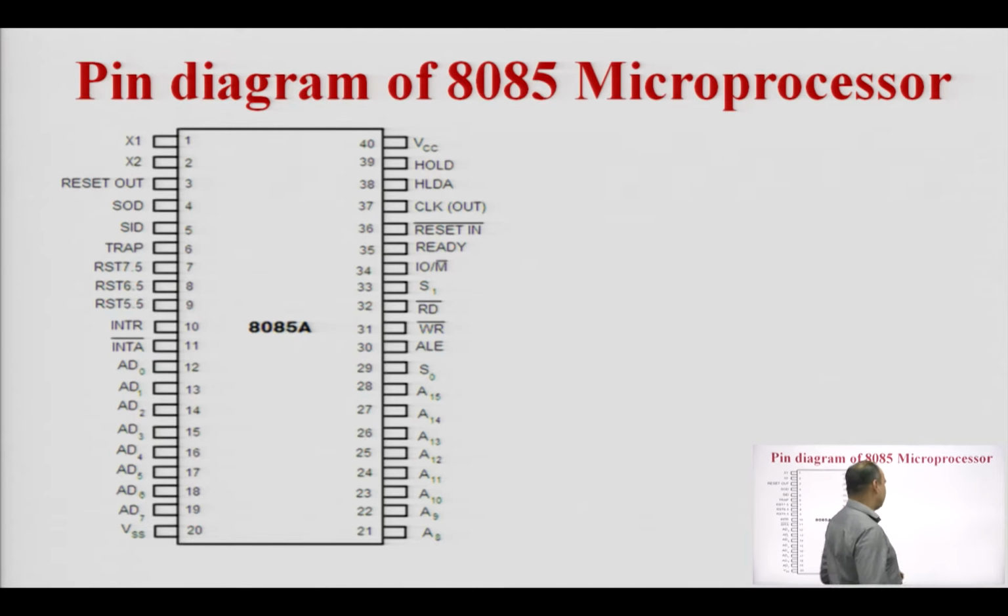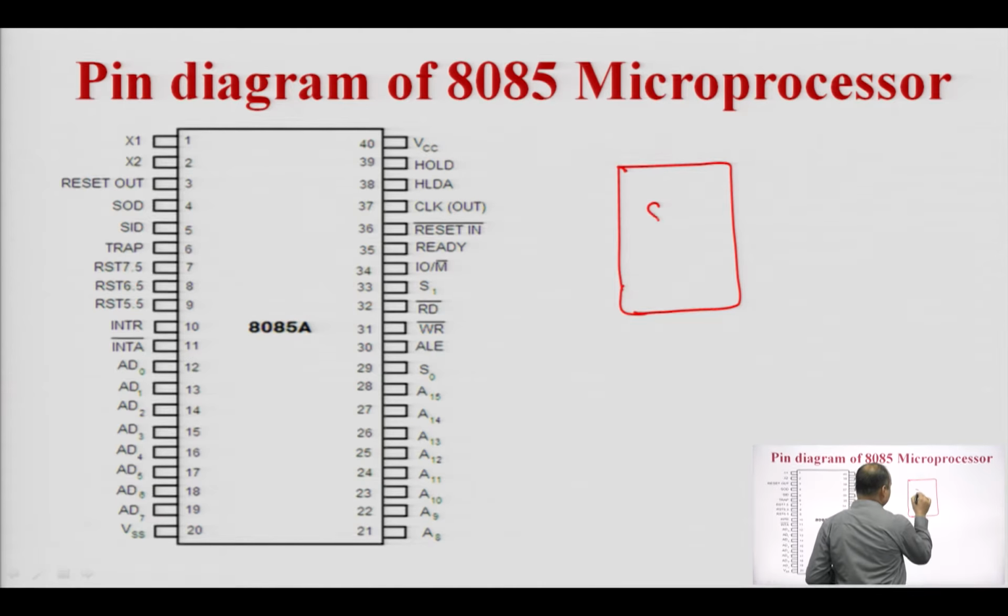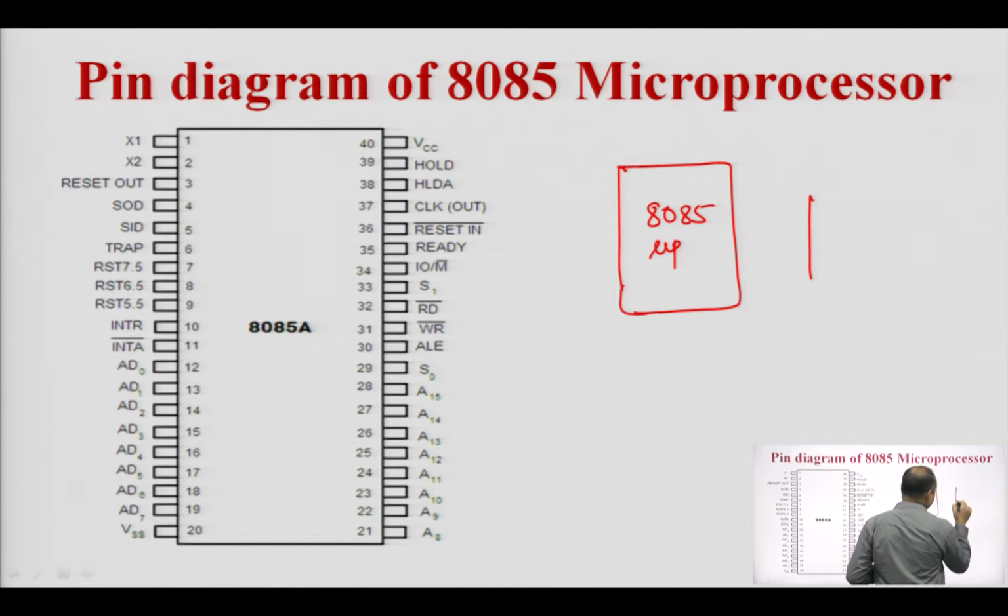So, let us see how the demultiplexing takes place. The 8085 microprocessor, and here a latch is there.